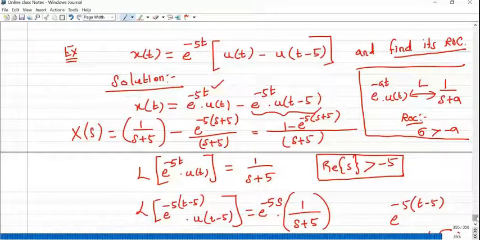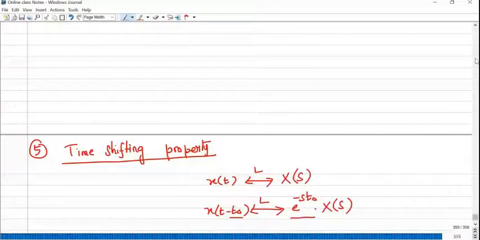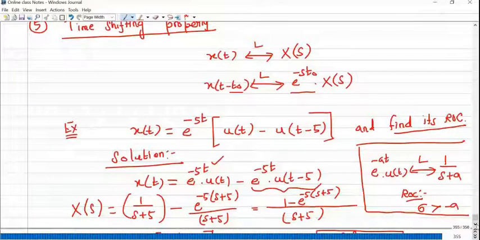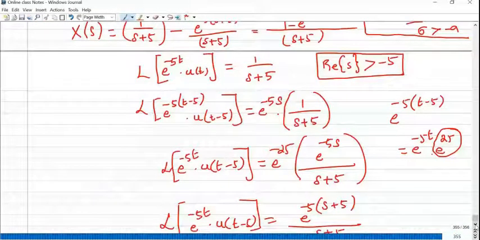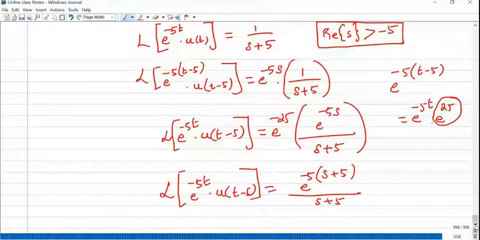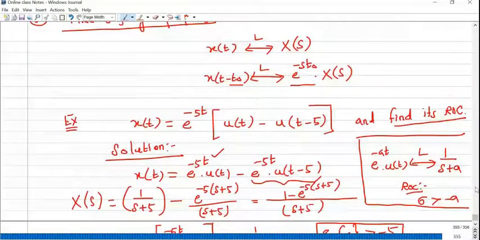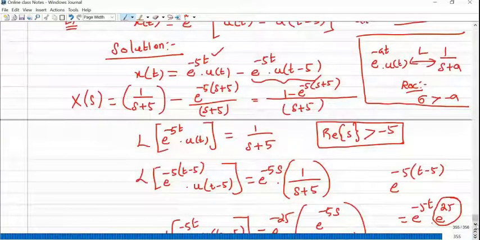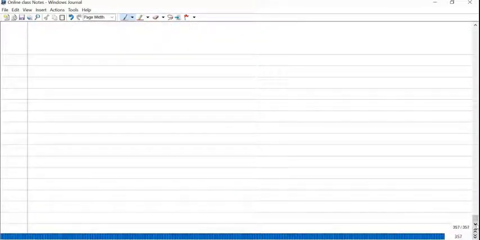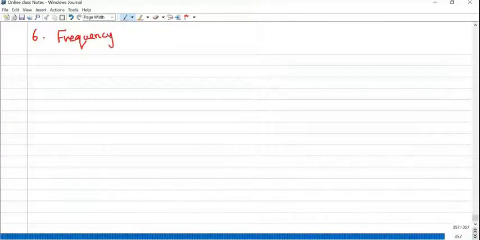Same pattern that we have discussed in the Fourier transform: basic problems using the formula directly, and based on the properties we have to solve the problems step by step. This is a simple example for the time shifting property, property number 5. Next, property number 6, the frequency shifting property.